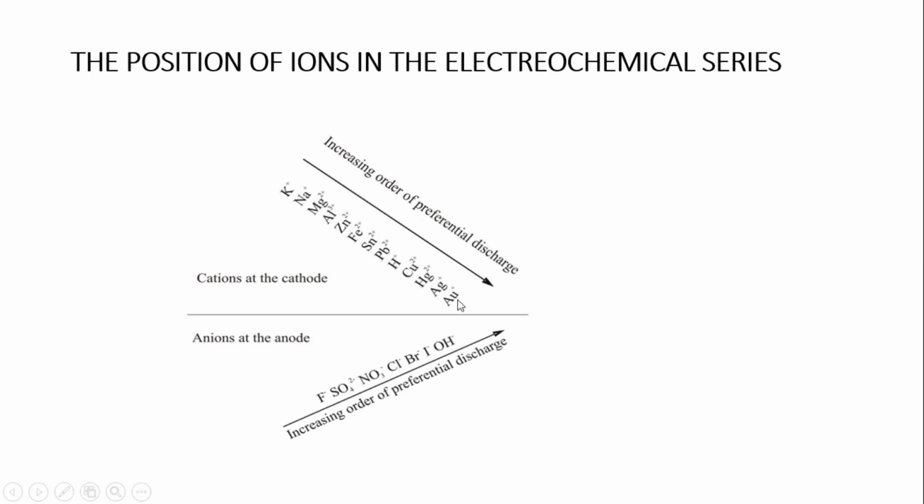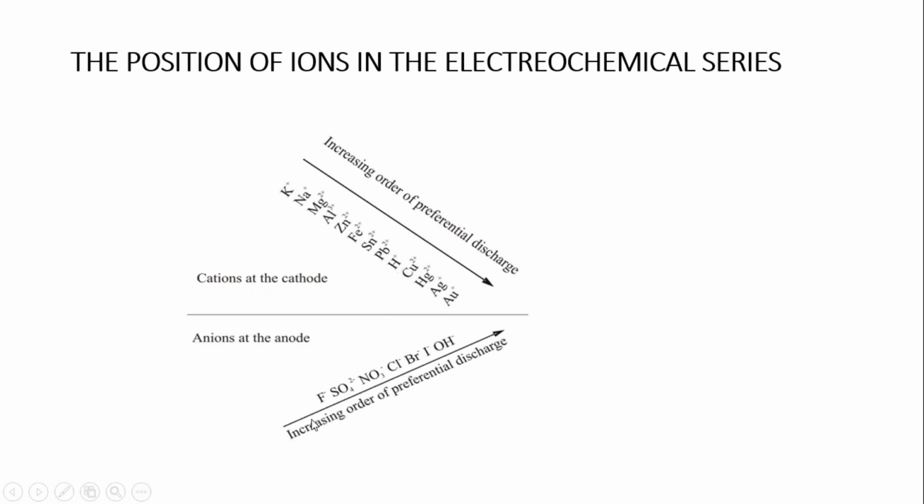That means silver and gold here have the highest priority of being discharged. So let's have a solution whereby the competing ions are copper 2 plus and H plus. Because copper is below hydrogen in the electrochemical series, copper will be preferentially discharged. The energy required to discharge copper is less than the energy required to discharge H plus. So therefore, copper 2 plus is preferentially discharged.